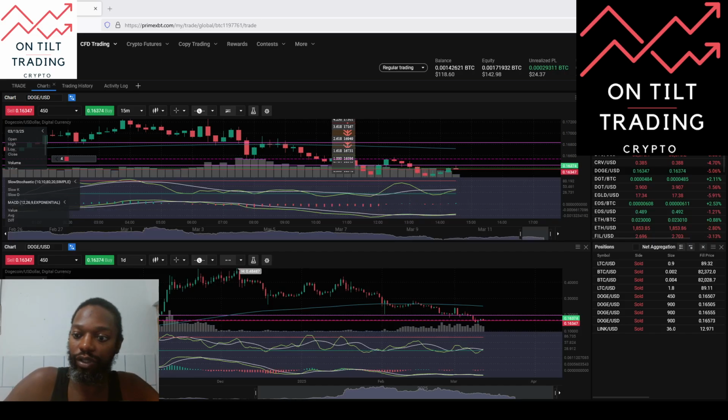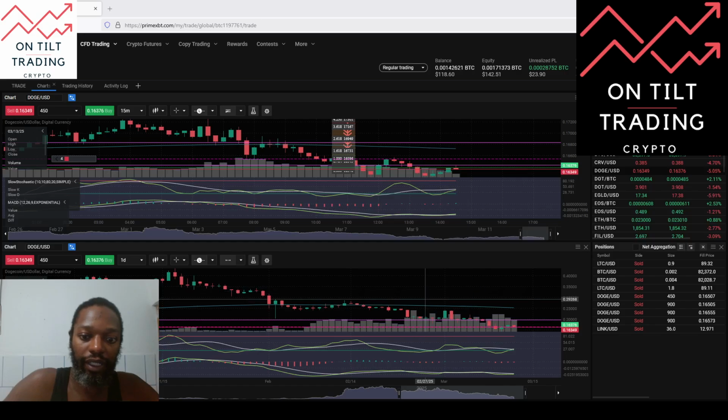So to break down this trade, first we'll move over to the daily. This chart up here is the 15-minute, my main trading chart. This here is the daily, which I use to get my trading levels. But first I'd like to check this right here. This is the 200 EMA on the daily.